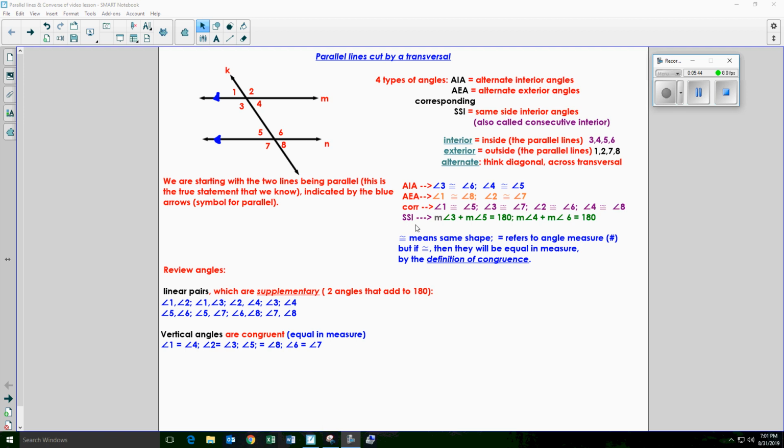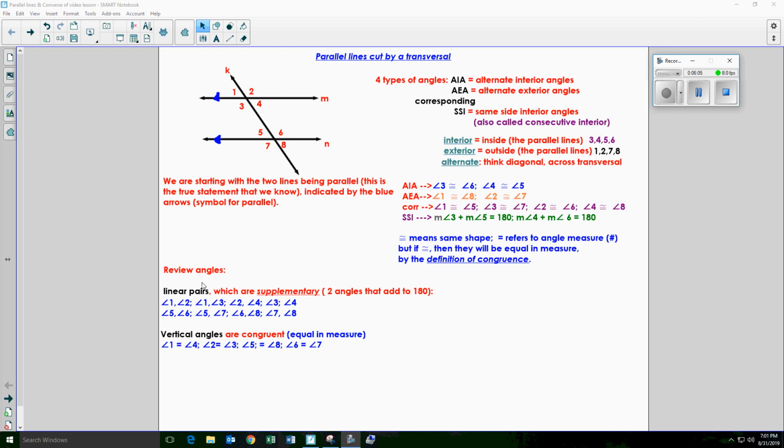Now the easy way to remember which of the four are supplementary is that there's only one of these that has the letter S in it, and obviously supplementary starts with an S. So same side interior angles must be supplementary. It should be easy to remember. The other three types are all congruent, which means they're all equal in measure, the pairings.